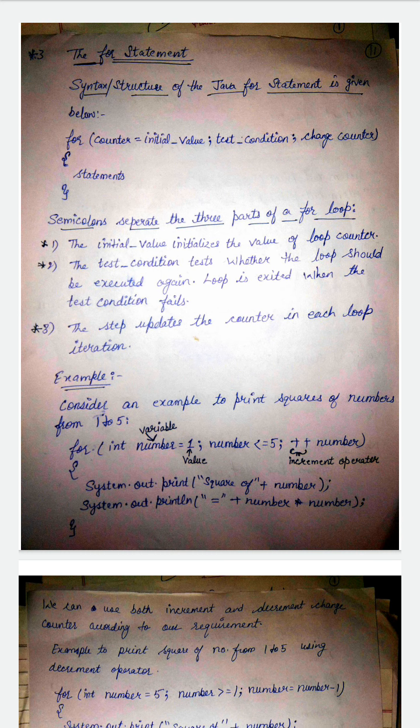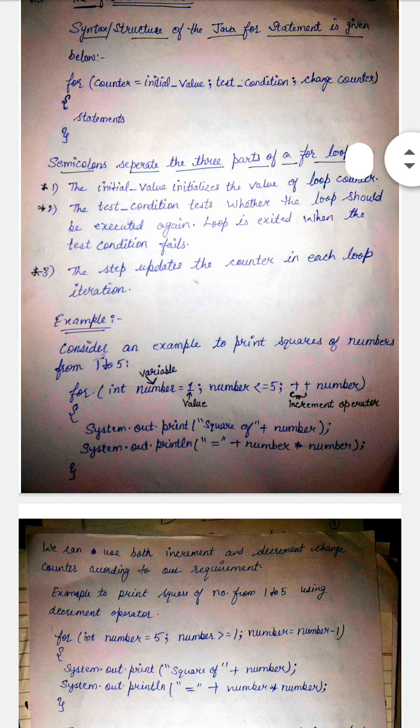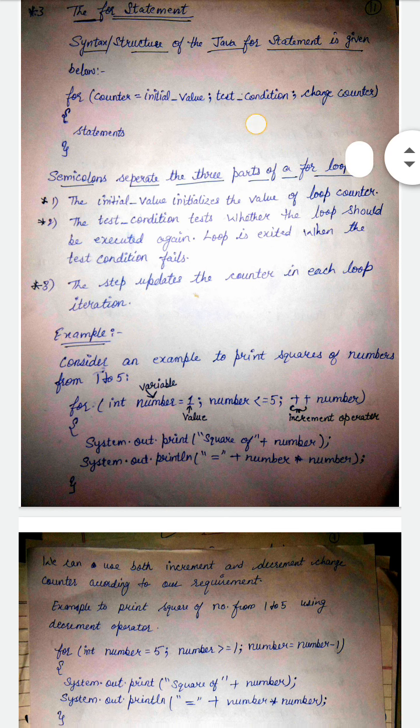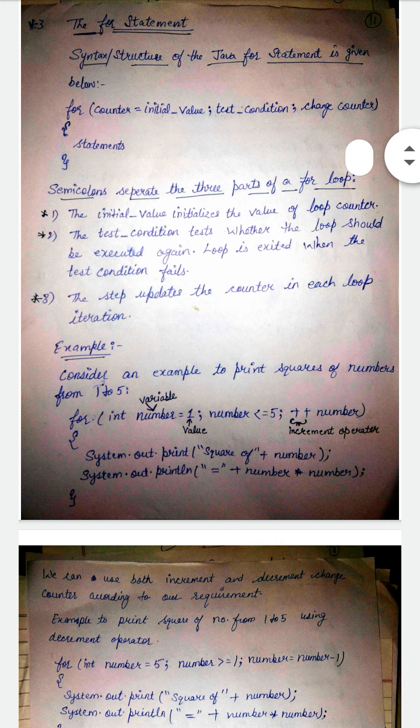The test condition tests whether the loop should be executed again. The loop is executed when the test condition is true, and the loop is exited when the test condition fails. So if this test condition is true, then the loop will execute, and if this test condition is not true, it becomes false, so in that case the loop is exited. Now after that, the change counter.